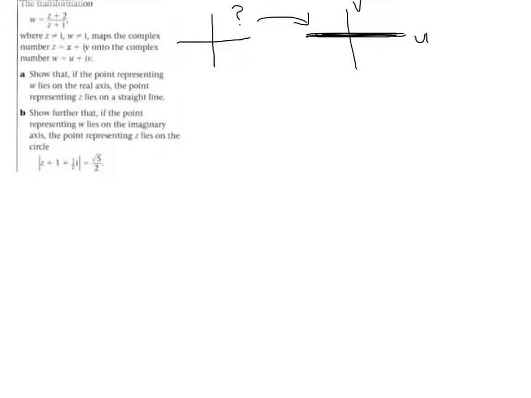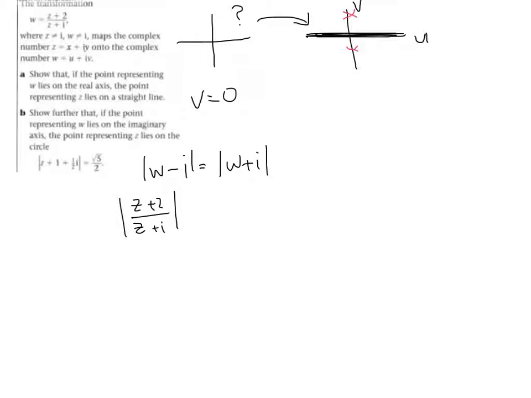So we write down what we know. We can write this in two different ways, can't we? We could write V equals 0, or we could treat it as the perpendicular bisector of i and minus i, and say modulus of W minus i equals modulus of W plus i. That's what we know. We're going to sub in W is (z plus 2) over (z plus i). I'm going to do this one first because it's easier.